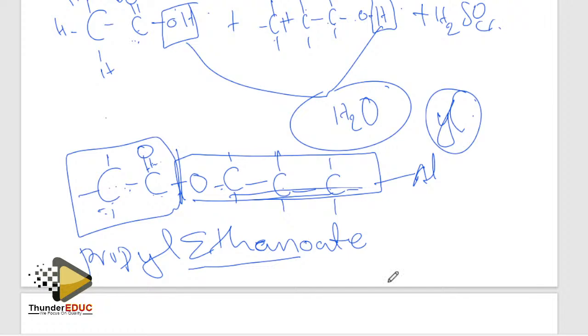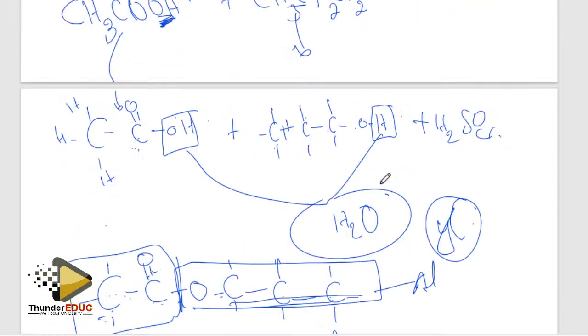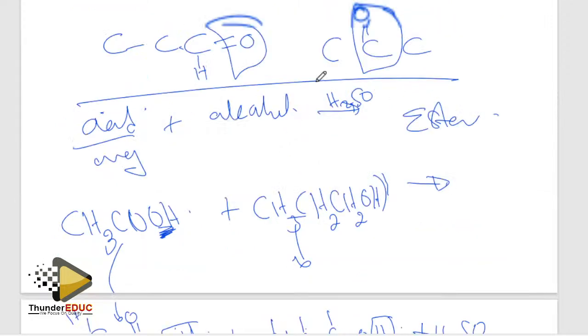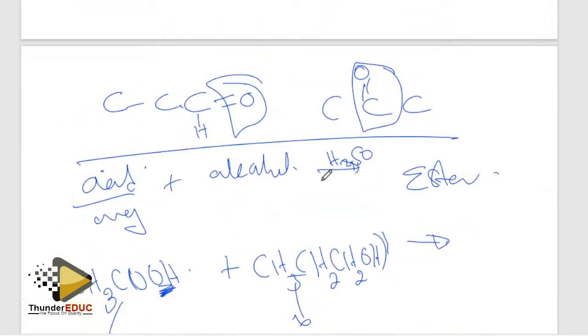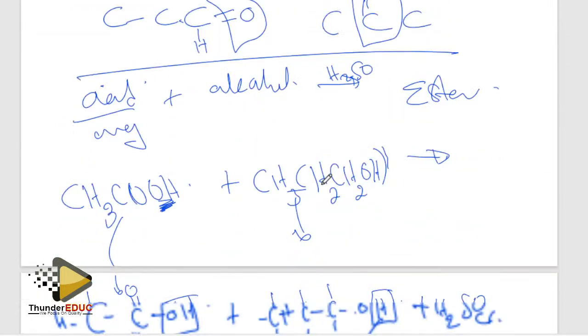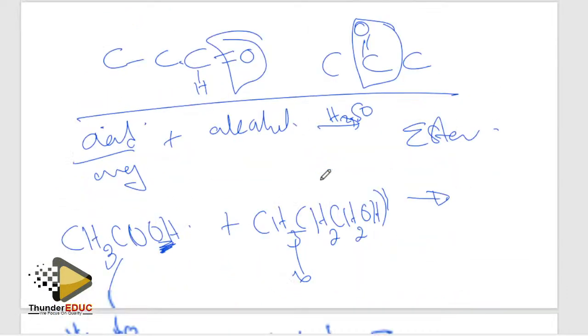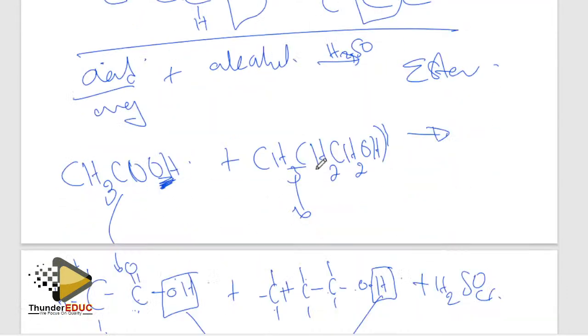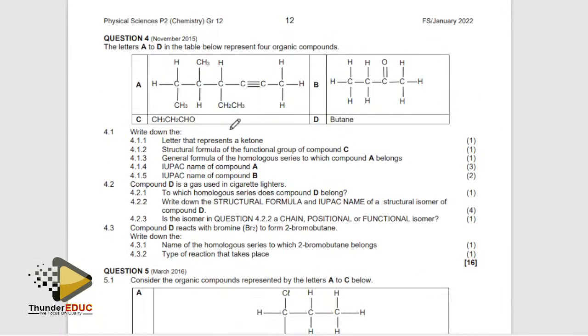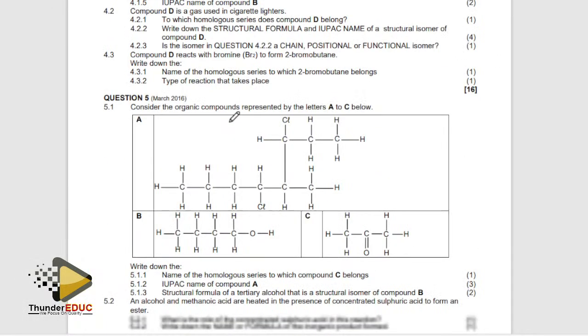Why do we use sulfuric acid? Sulfuric acid is acting as a catalyst in this process called esterification. We can call it esterification, we can call it condensation. Still the same thing. So guys, I think the 20 marks here, you have got them. Anything related to this, you will be able to answer.